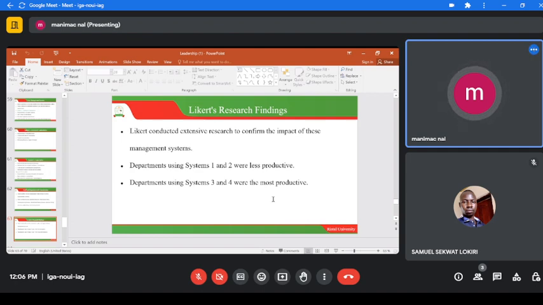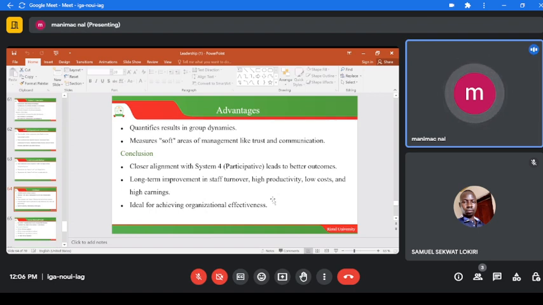Likert conducted extensive research to confirm the impact of these management systems. Departments using systems 1 and 2 were less productive in his findings. Departments using systems 3 and 4 were more productive because members participated and we expected them to be consulted on whatever they were doing.